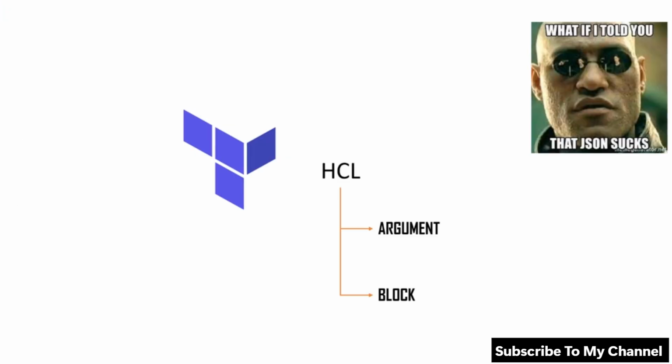Now let's talk about the HashiCorp Configuration Language, also known as HCL. Now HCL consists of arguments and it consists of blocks. Of course, we can write our configuration in JSON as well, but I highly recommend that you write it in HCL instead, because HCL is much simpler to understand and much simpler to learn as well.